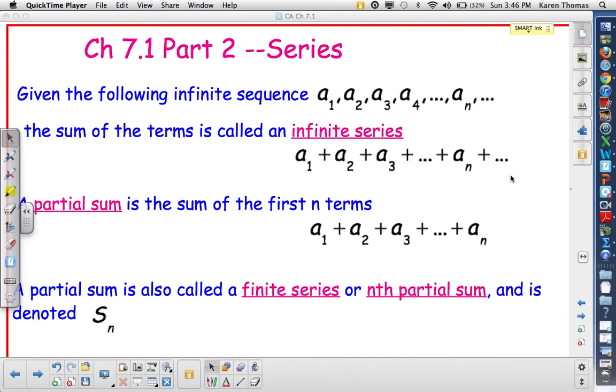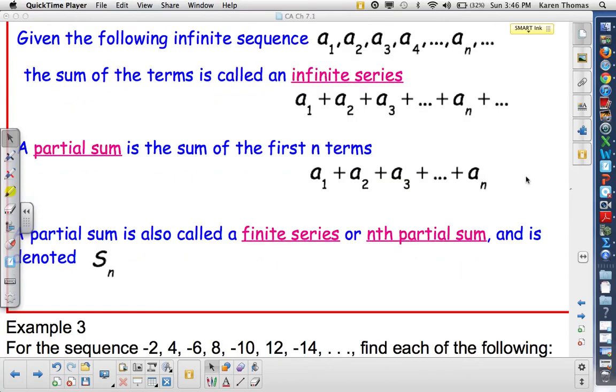A partial sum is where we actually do stop somewhere and only add up a certain number of terms. It's also known as a finite series or an nth partial sum. I usually refer to it as a finite series. What we denote it as, and what we use, is S sub n, meaning that we're going to take the sum of the first n terms.